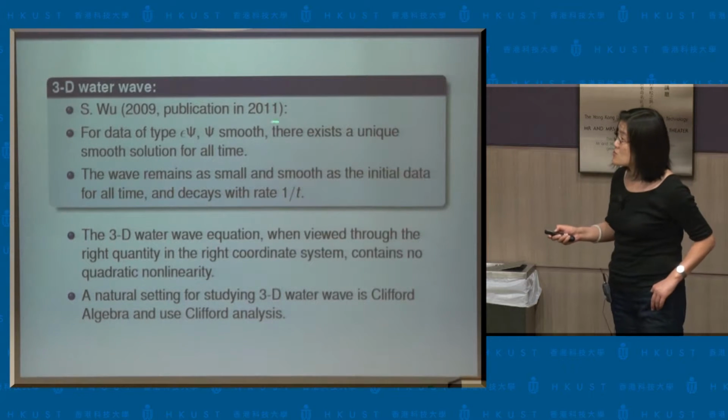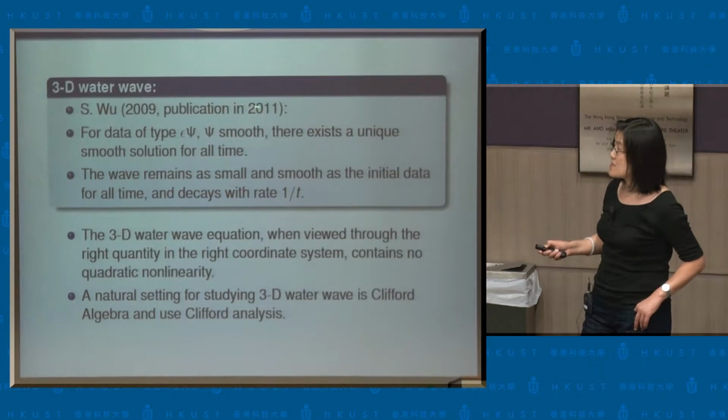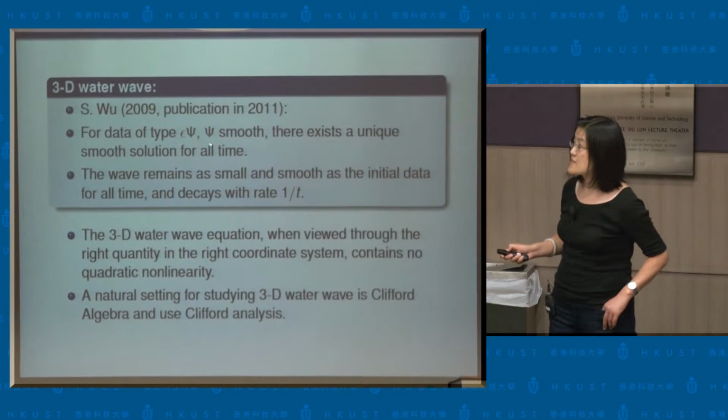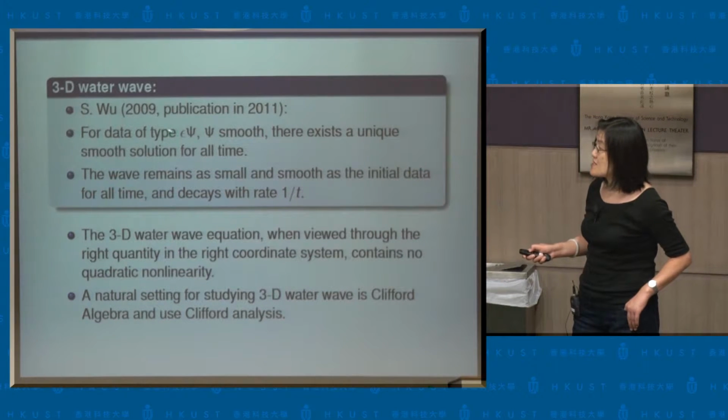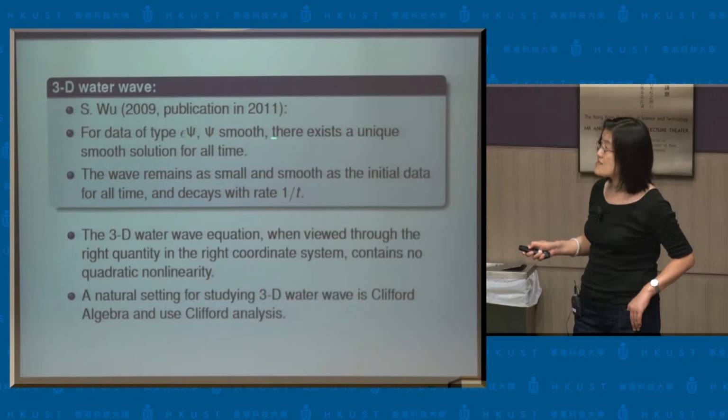Okay, so now in 3D, we also have a very similar result. In fact, a similar idea works. So for 3D, we can say a little better. If the data is of size epsilon, and this epsilon is also small, then the solution exists for all time and remains small for all time. Okay, and the wave remains small for all time and decays with rate 1/t.